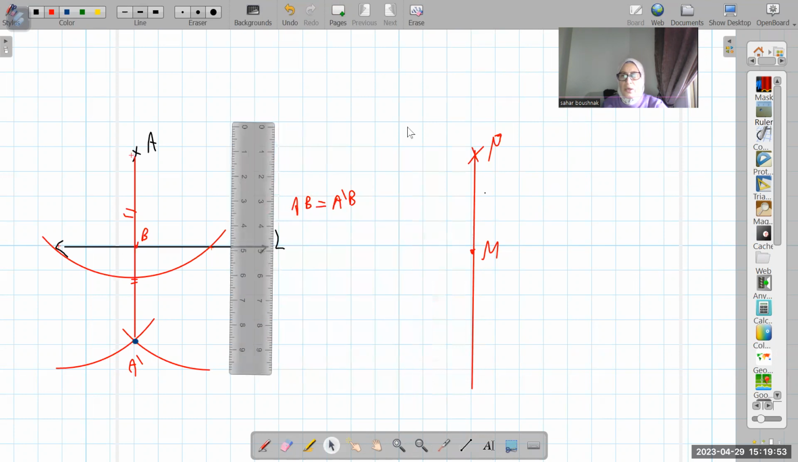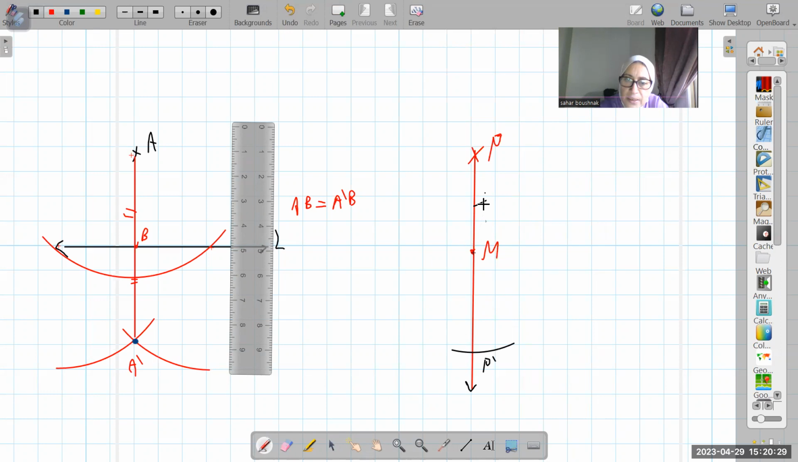Then I'll bring my compass. I will open the distance from B to M. Open my compass the distance from B to M. Then I will go to the M and put my metal on M. Then I will draw an arc, cut this ray in a point. In this point, it will be the image of B dash.